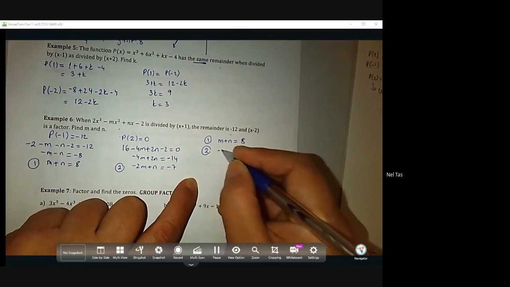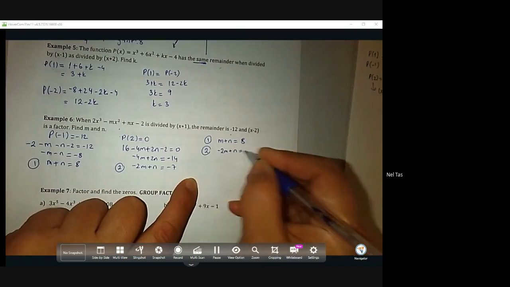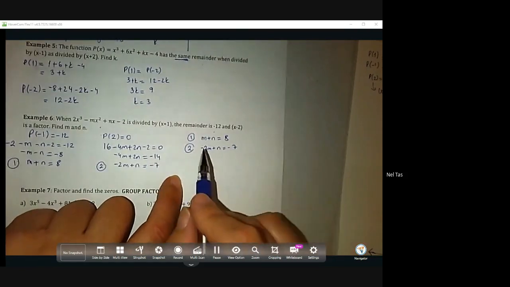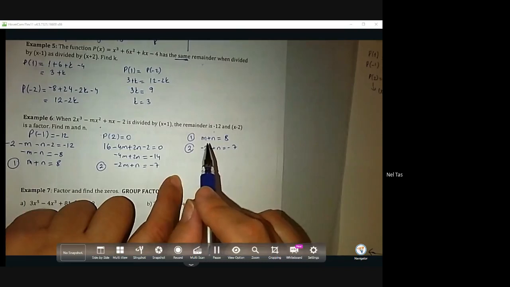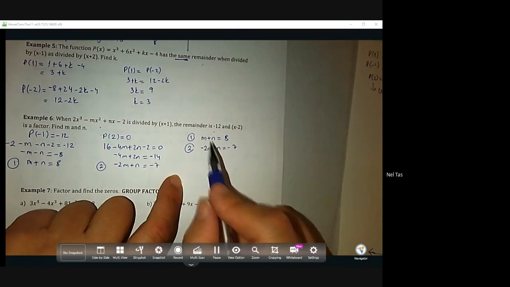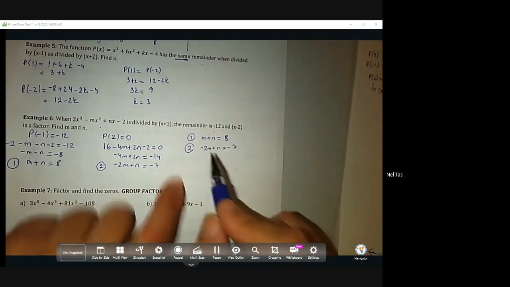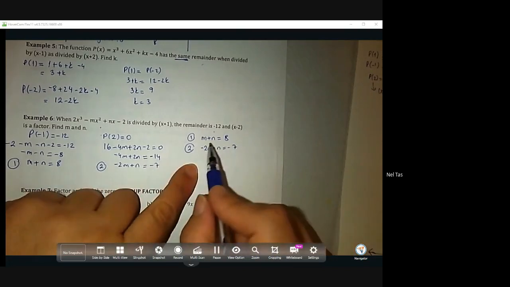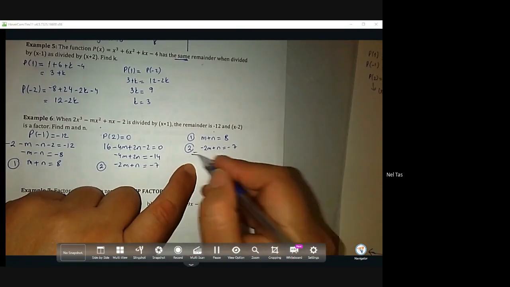Equation 2: negative 2m plus n equals negative 7. When you are doing the elimination, you can add or subtract to eliminate one of the variables. In this case, they have the same coefficient, so you don't have to multiply any equation by any number, because when we subtract the second equation from the first one, n will disappear, right? You are going to eliminate n.